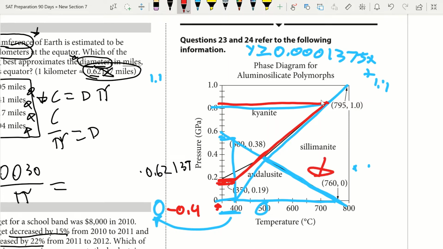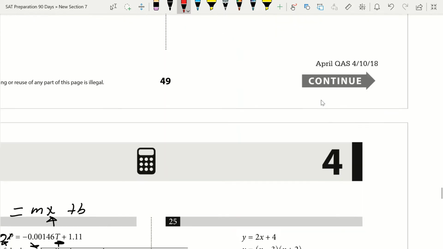We had to be greater than that to be in this region, but we had to be less than this line up here to be in this region. So it was really understanding that. Once you got that, you were all good to go.